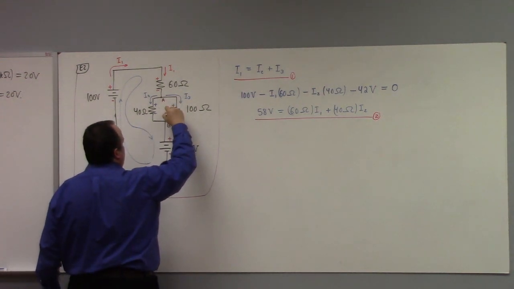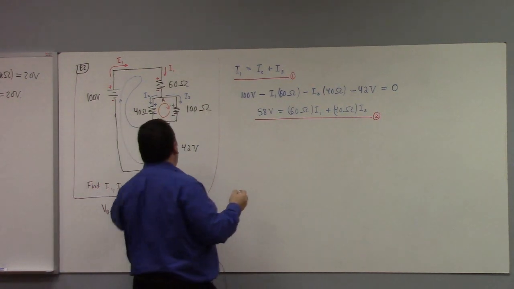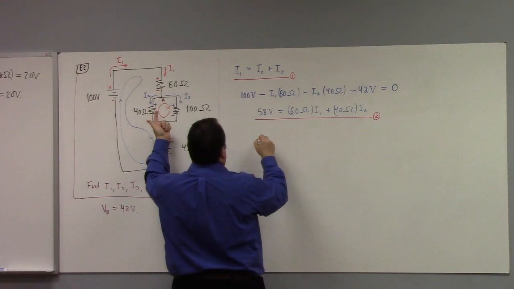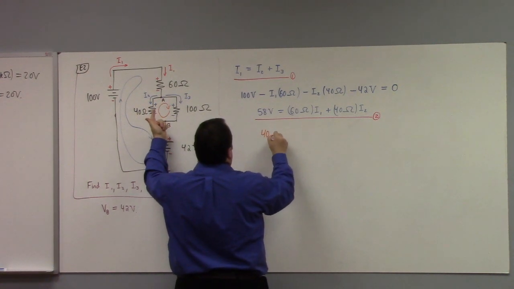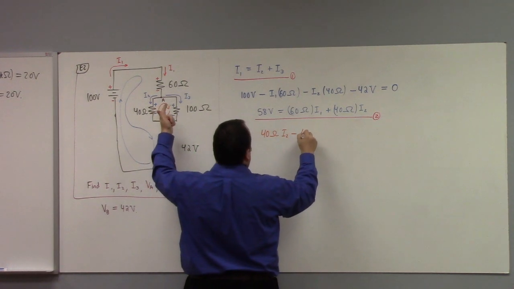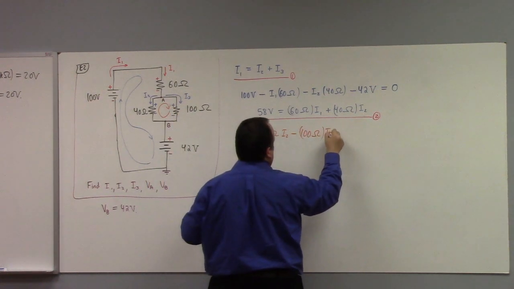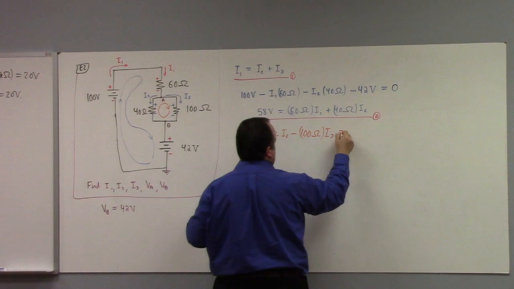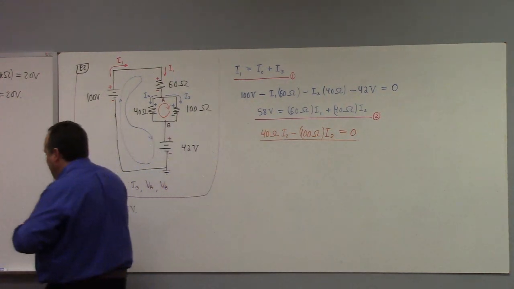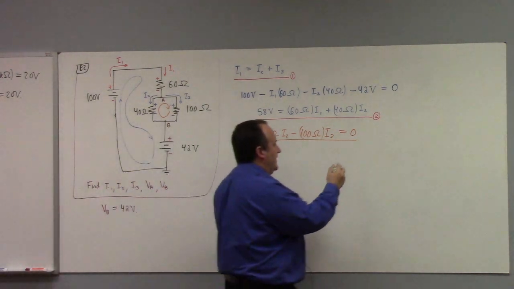So if you look at it, you can do a loop right there, right? And if you look at that little loop right there, I've got 40 ohms times I2 minus 100 ohms times I3, and that's equal to 0. So of course, that's probably not how I would write it as a student, and you don't have to write it that way if you don't like it. Perhaps you find it more natural.